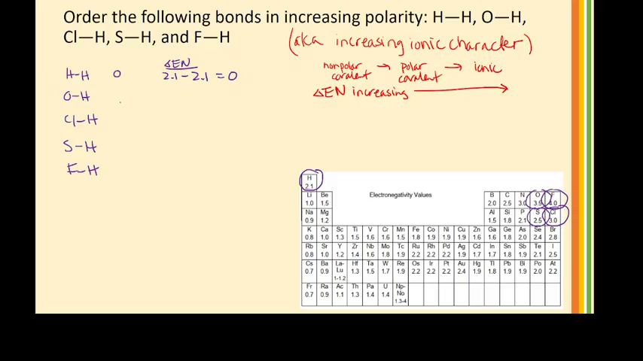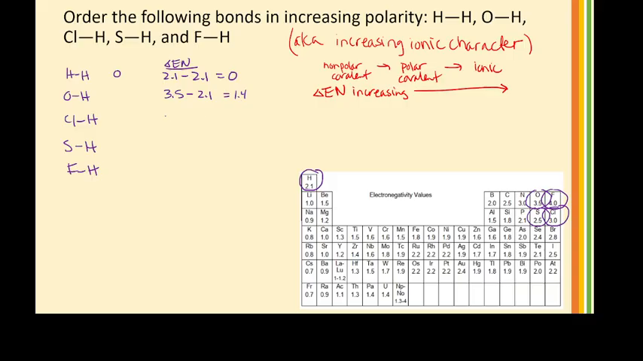For OH, remember, I want to use the bigger number first. So I'm going to do 3.5 minus 2.1. 3.5 for oxygen, 2.1 for hydrogen. The change in electronegativity must be a positive value, so I always choose the larger one first. And this would be 1.4.